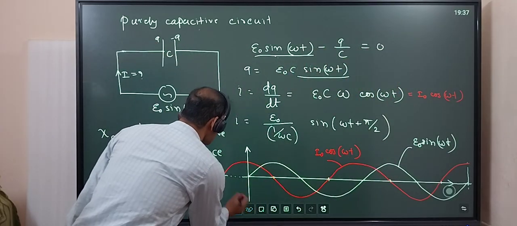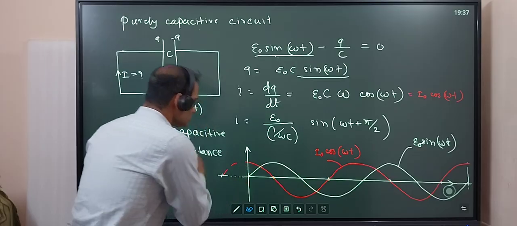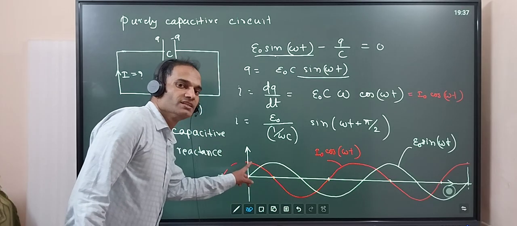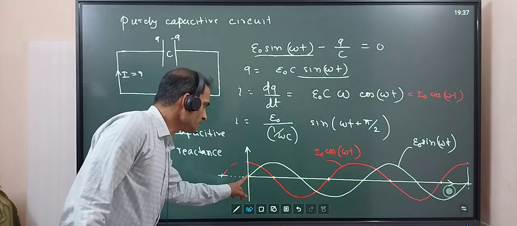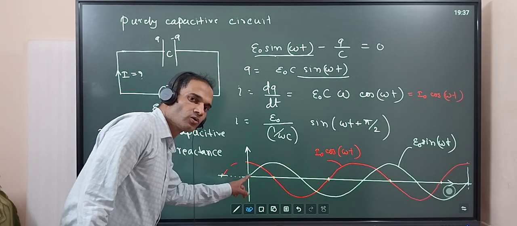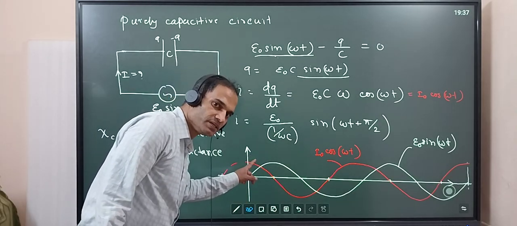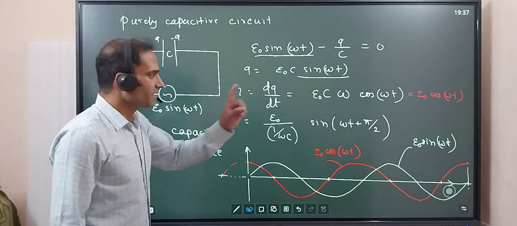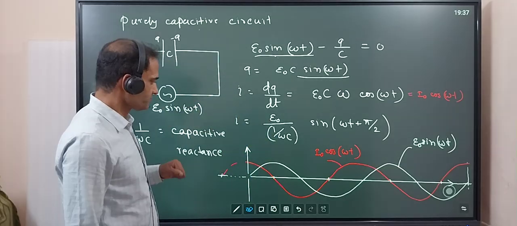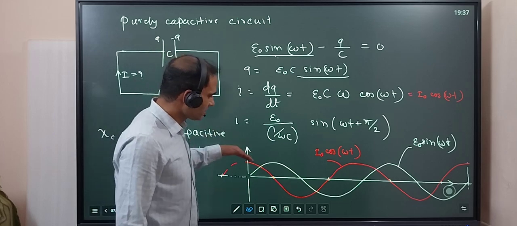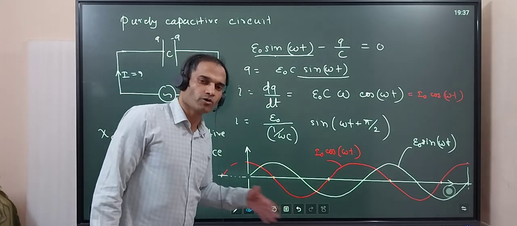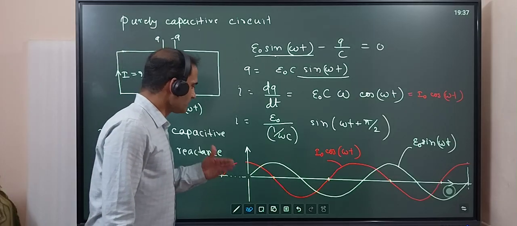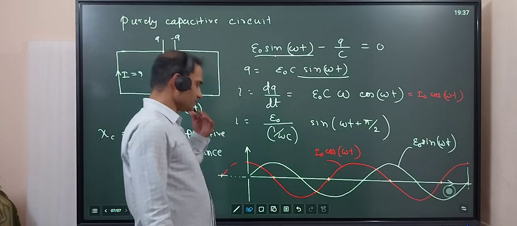And I will erase this part. So what you see here, the cos graph is leading. When sine is 0, cos is already at the peak. So it is leading by 90 degrees. But you can see that both graphs look similar, both are following each other.